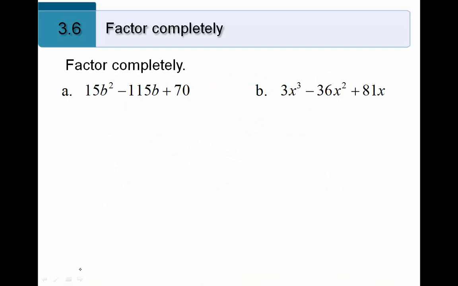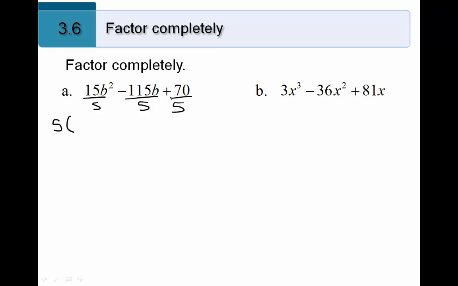Factor completely. Alright, so notice in A we have a trinomial. The first thing I'm going to do is notice it is in descending order, and look for a greatest common factor. Only the first two terms have a b, so I can't factor out a b, but 15, 115, and 70 have a greatest common factor of 5, so I will factor out a GCF of 5, and then divide each term by 5.